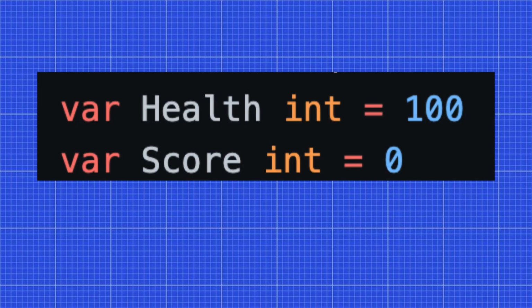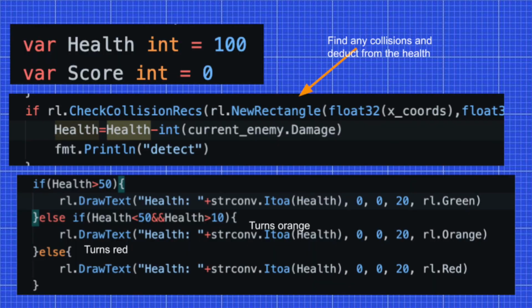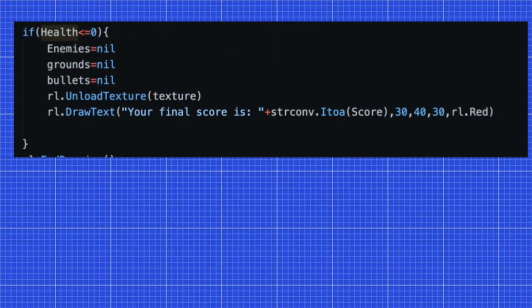The scoring system and UI was pretty simple, mainly thanks to raylib and having very clean UI altogether. I made two integers, one for health and one for score. Based on the collisions, I would decrease the health, and it would change colors if it was below 50 or 10. And if the health was below 0, that means the game ended, and it would display the score and unload all assets. And it would add to the score each time there's a collision between the ball and the Goomba. Now that's it for this video.